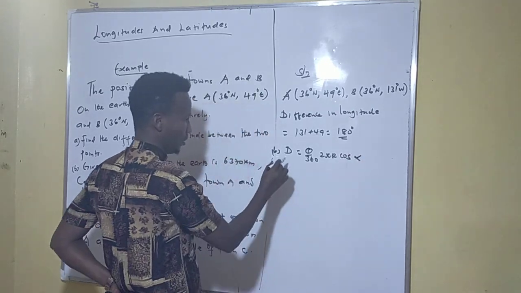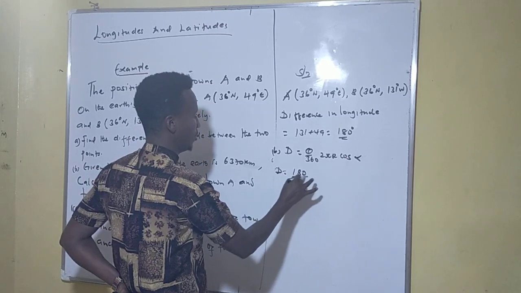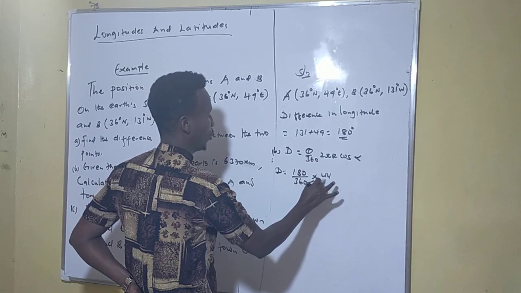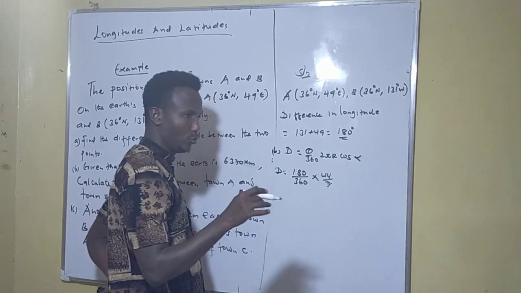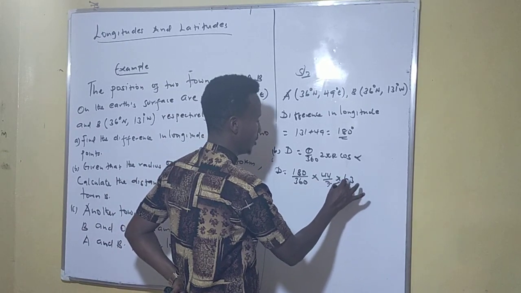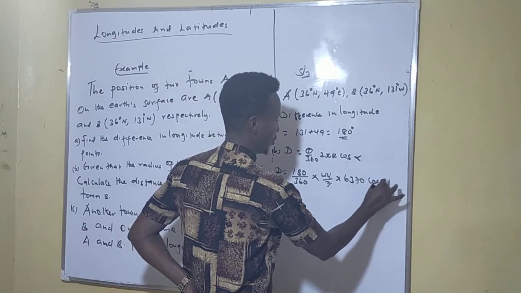So distance is equal to, our data is this one, 50.1 over 360 times 2 times 22 over 7, 44 over 7 times 6370 times cos of that 6. Just understand here. Okay?